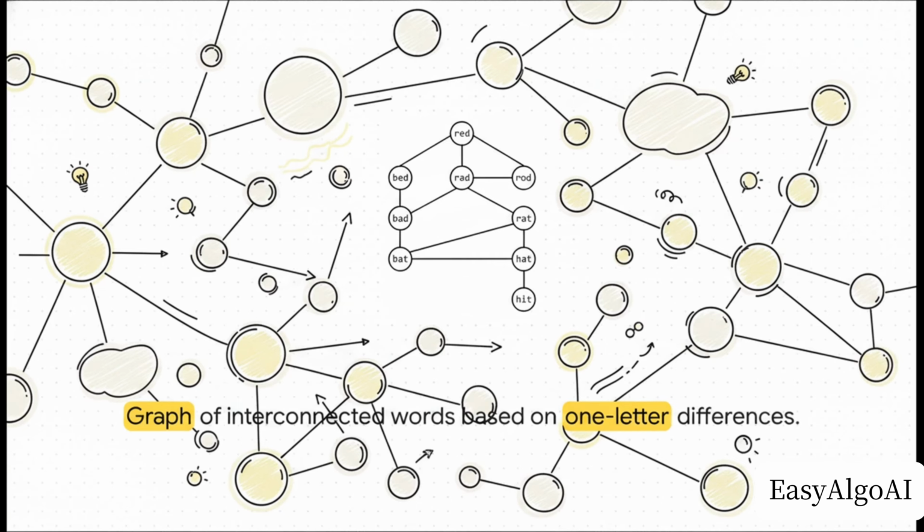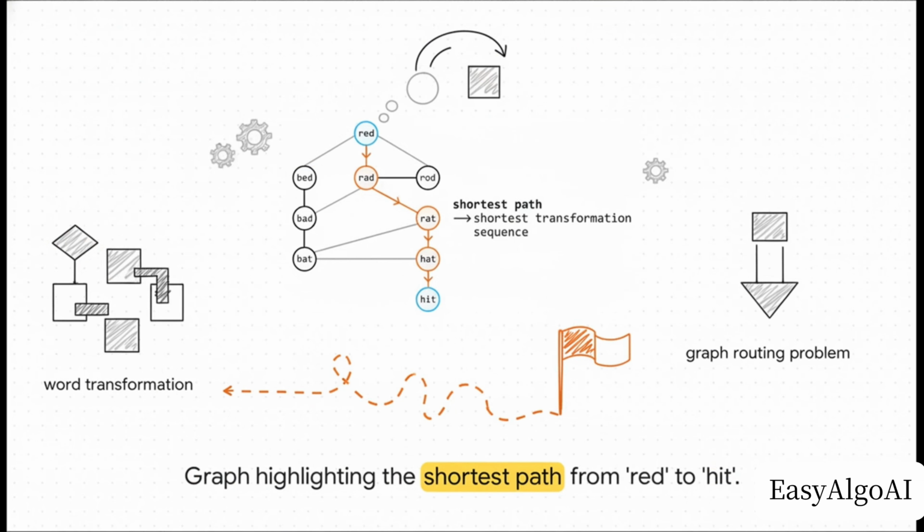Notice how the words literally become nodes, and those one-letter differences, they become the connecting lines or edges. So bed connects to bad, rad connects to rat, and so on. The whole thing is interlinked based entirely on that single-letter rule. So the really crucial takeaway here is that our tricky text-heavy word problem has just beautifully transformed into a geometric graph routing problem. The challenge is no longer about blindly guessing words. It's simply about finding the shortest path from the start node, red, all the way down to the target node, hit. You can see that winning path highlighted perfectly right there.